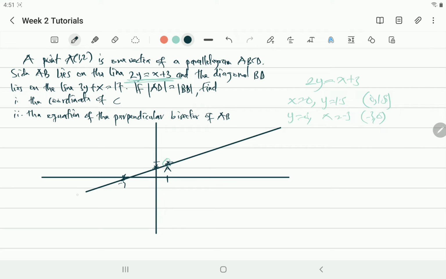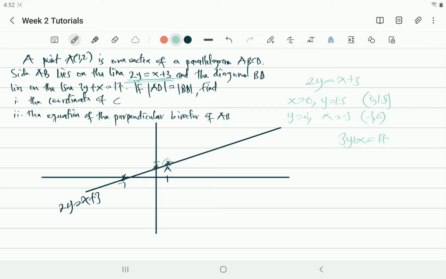So this line I have drawn is called 2y = x + 3. We will need that line so much. Then the next thing we were given is that the diagonal BD lies on the line. So we have been given that the diagonal also lies on another line. The line is 3y + x = 17. So we will also have to sketch that line. Then we get to know where we will indicate the points B and D.